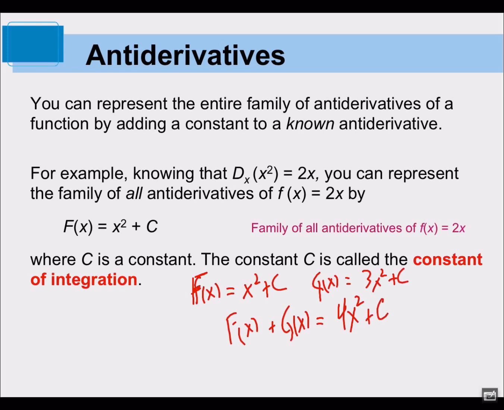There's pretty much not anything you can do to the c to change it. 2 times c, c. C squared, c. C minus c, you would think would be 0. It's not, it's just c. Because remember, c represents all possible constants. It could be a 7, it could be a negative 12, it could be pi, it could be anything.